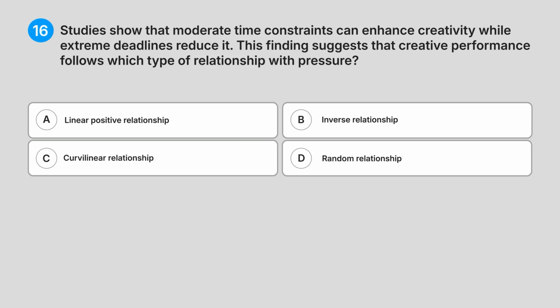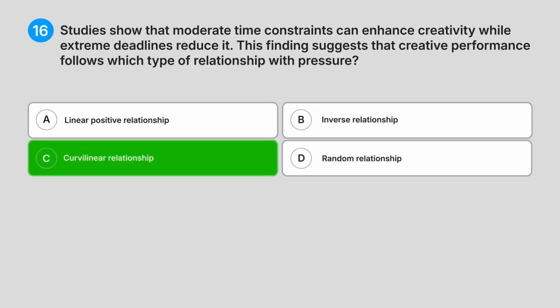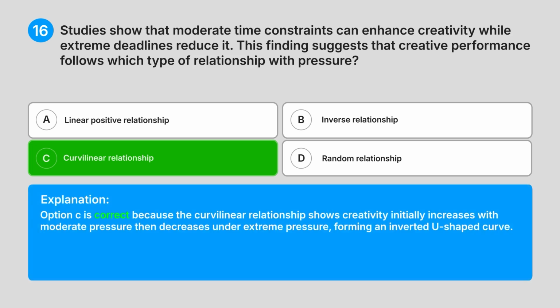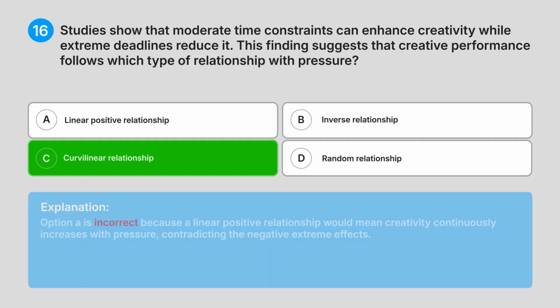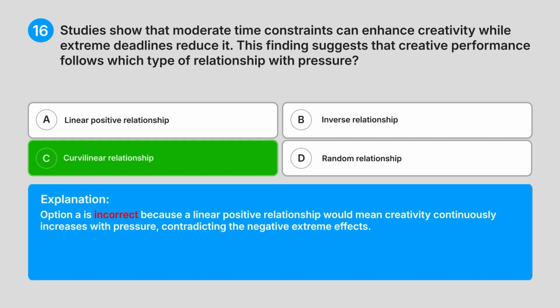Correct answer, C. Curvilinear relationship. Explanation. Option C is correct, because the curvilinear relationship shows creativity initially increases with moderate pressure, then decreases under extreme pressure, forming an inverted U-shaped curve. Option A is incorrect because a linear positive relationship would mean creativity continuously increases with pressure, contradicting the negative extreme effects.